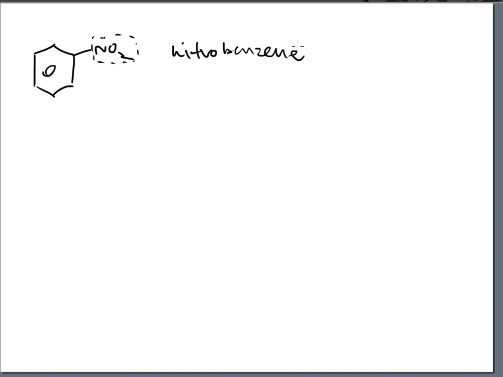All right, so let's take a look at another. Let's take a group like this and add NO2. How would you name this? Well, if you go back and take a look at some charts, you'll see the NO2 group is going to be referred to as nitro. That nitro group is attached to a benzene, so this is going to be called nitrobenzene. That's it. That's all you got to do.